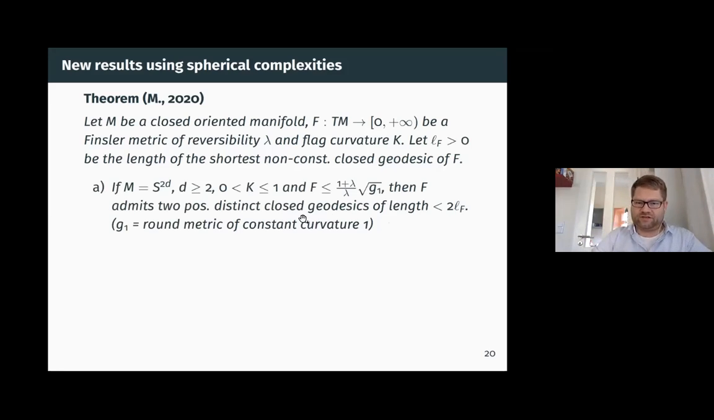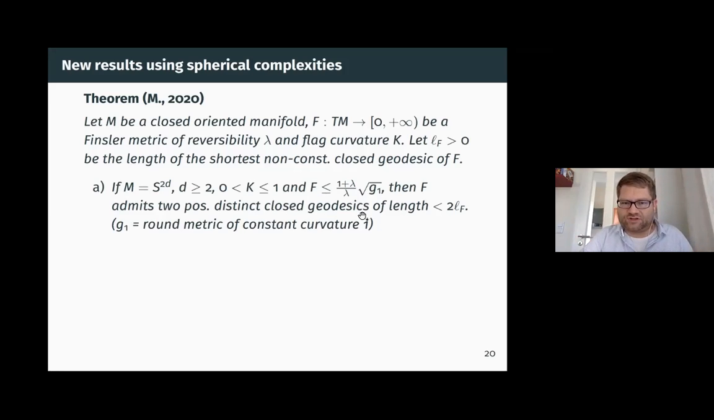So what I can then show with these spherical complexities, by estimating this with the cohomology tricks I just briefly went through, is that if we have an even dimensional sphere, of dimension 2d where d is at least 2, so a 4-sphere or bigger, and the curvature is positive and bounded from above by 1, and we have such an inequality that F is smaller than or equal to (1 plus lambda) over lambda times the Finsler metric induced by the standard round metric on the sphere, taking the Euclidean unit ball, then we have 2 positively distinct closed geodesics.